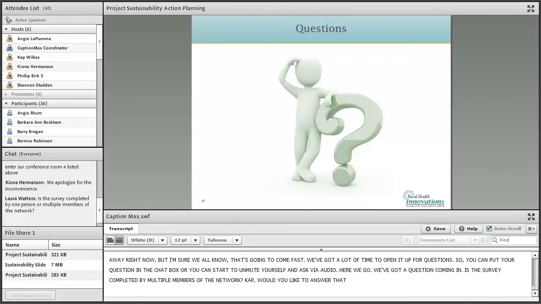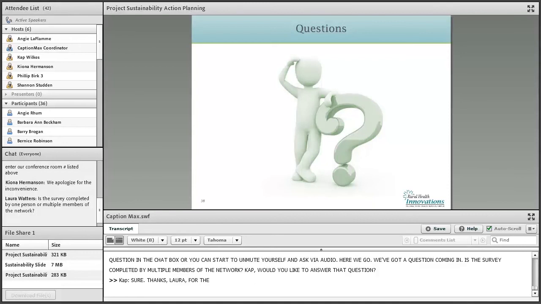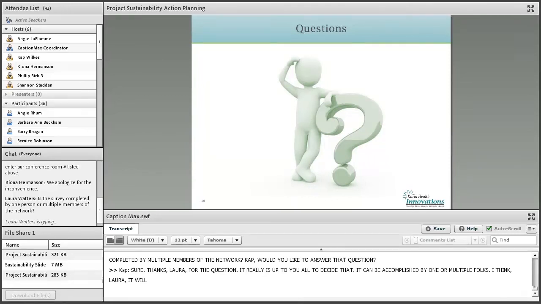Sure. Thanks, Laura, for that question. And it really is up to you all to decide that. It can be accomplished by one or multiple folks. I think, Laura, it will depend on kind of how you all go about doing your business when you want to get understanding and gain input on how your organization is run.